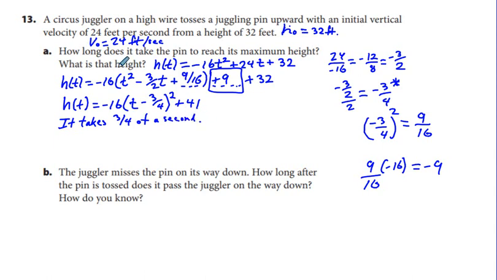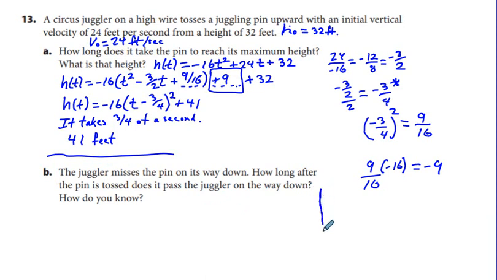And second question, what is that height? That height is 41 feet. That'll be our maximum height. And so those will be our answers to part A. And then part B, the juggler missed the pin on the way down. How long after the pin is tossed does it pass the juggler on the way down?